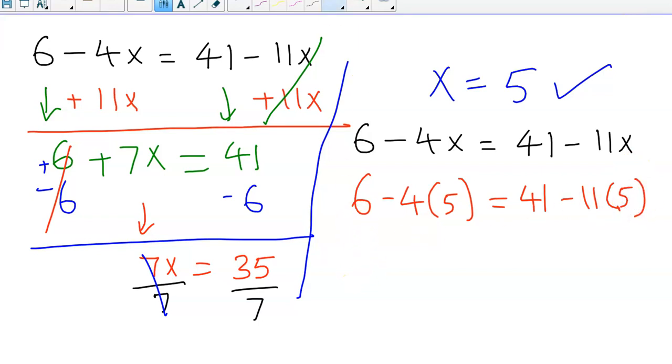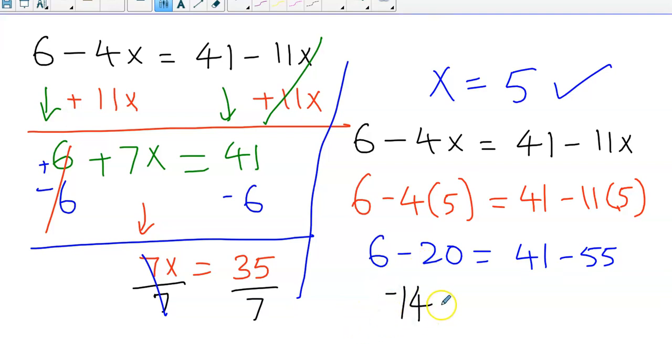So that is 6, 4 times 5 is 20, is equal to 41 minus 11 times 5. 11 times 5, 55. So what is left? 6 minus 20, that is from 20 take away 6. Remove the smaller from the greater number, that gives me 14, and the sign of the greater number is negative. So negative 14 you got here.